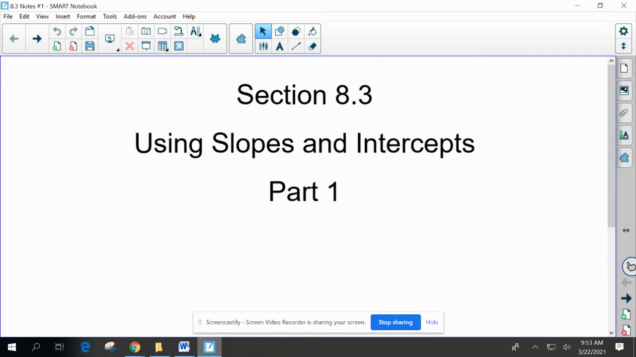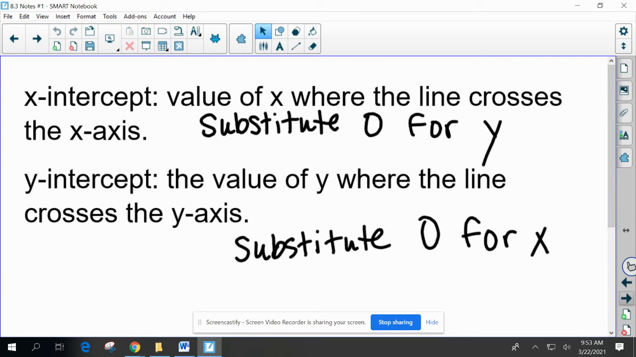All right, so this is section 8.3, using slopes and intercepts, part 1. So you want to pause your video and write this down.